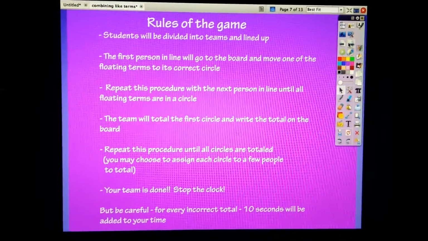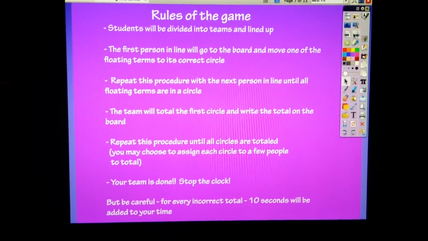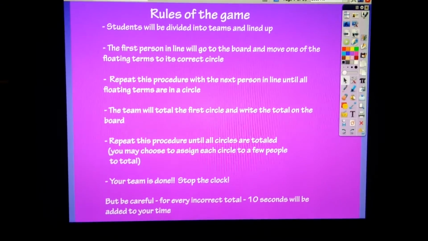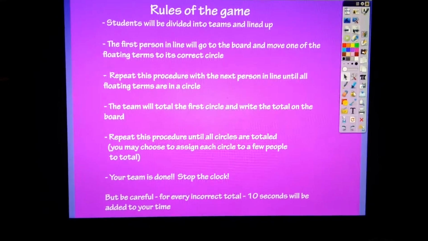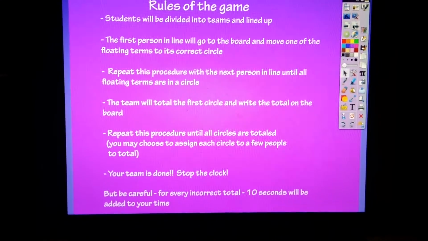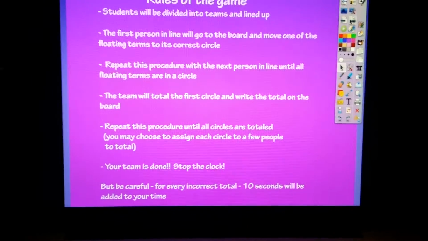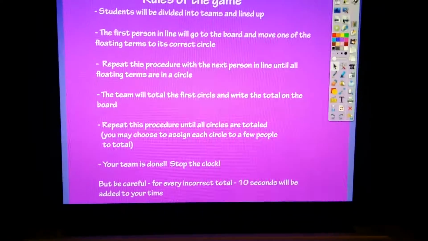The team will total the first circle and write the total on the board. Repeat this procedure until all circles are totaled. You may choose to assign each circle to a few people to total. Then your team is done. Stop the clock. Be careful. For every incorrect total, 10 seconds will be added to your time.